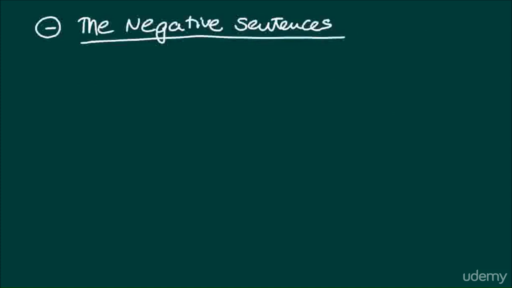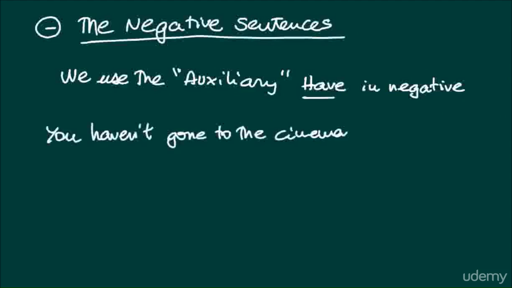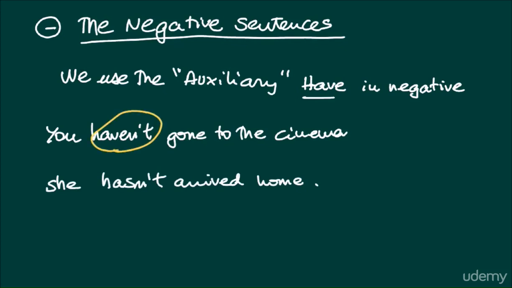Let's see the negative sentences. To create the negative sentences, we use the auxiliary have and put it in negative. Look at the examples. You haven't gone to the cinema. She hasn't arrived home.